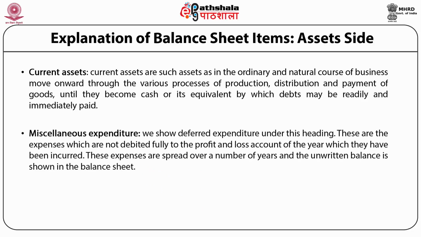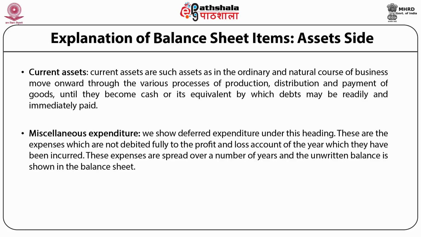Miscellaneous expenses. We show deferred expenditure under this heading. These are the expenses which are not debited fully to the profit and loss account for the year in which they have been incurred. These expenses are spread over a number of years and the unwritten amount of balance is shown in the balance sheet.